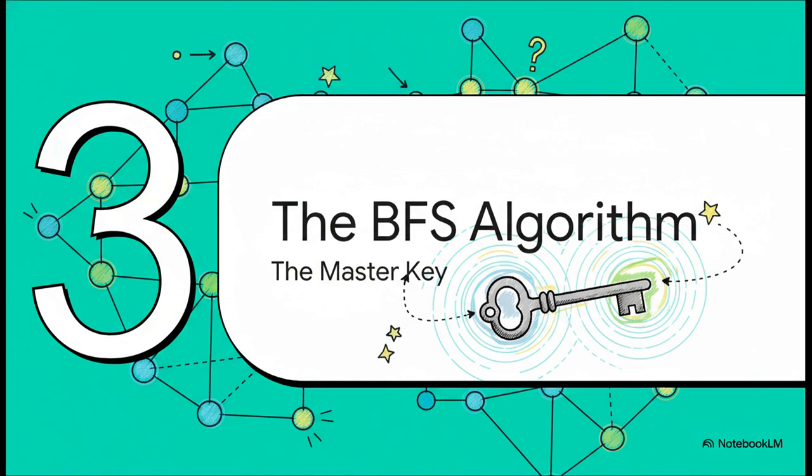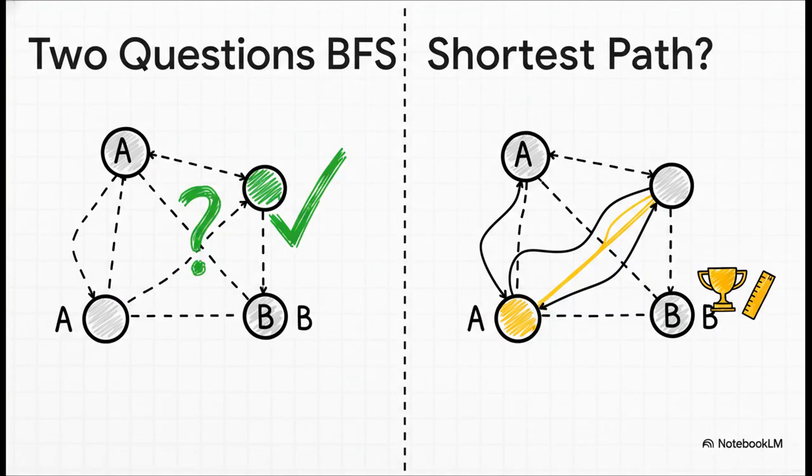Okay, so we know how to turn our problem into a graph. Now for step 2, actually solving it. This is where we bring in the master key, the special tool designed to work on these graphs. Breadth-first search, or BFS for short. And what makes BFS so useful is that it's a multi-tool. It can answer two really big questions for us.